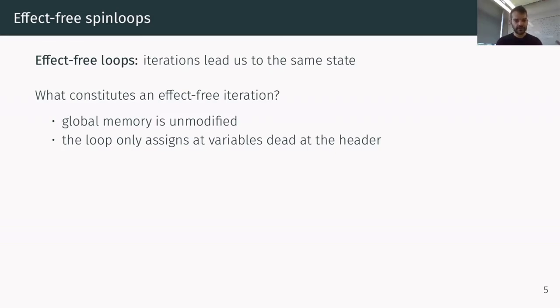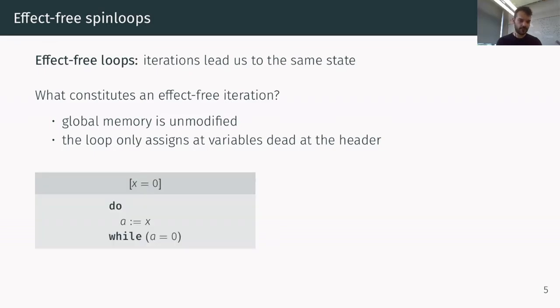As an example of a loop that satisfies these conditions, we can take the do-while loop of the introduction, and to see that this satisfies both these conditions, we can take a look at its control flow graph. In this graph, we have two edges for this conditional branch here, and each of these edges is annotated with an assume statement. So if the value read here is 0, we'll take this edge, otherwise we'll have to take this edge. And it's easy to see that, of course, this loop doesn't modify global memory, but also there's no variable that's live here at the header.